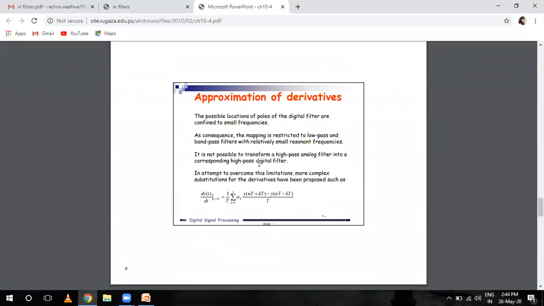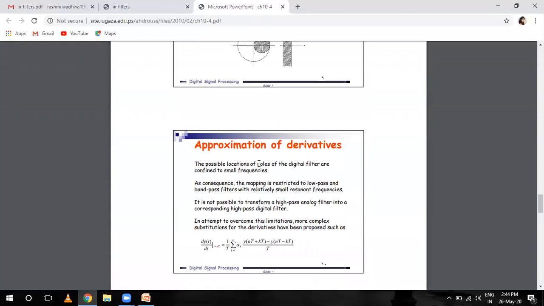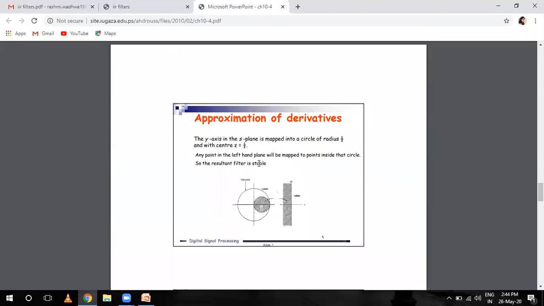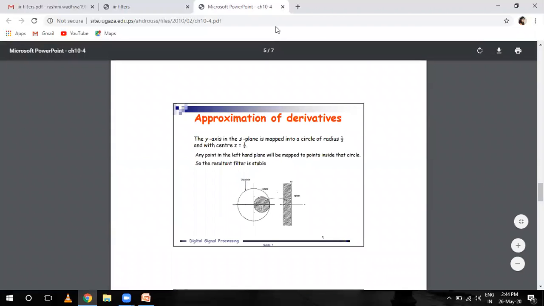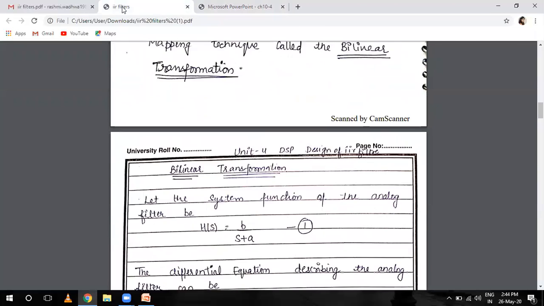सो आपको बस इतना ही करना है, ये इसके कंक्लूजन वाले पॉइंट हैं। सो यहाँ तक ही अप्रोक्सीमेशन ऑफ डेरिवेटिव है। नेक्स्ट इज bilinear transformation.